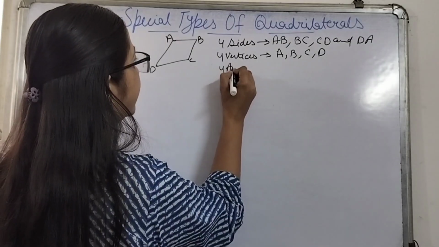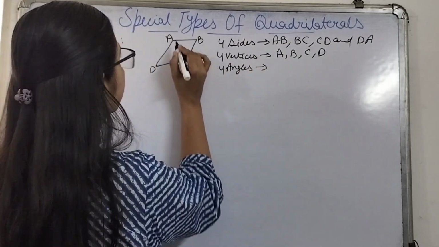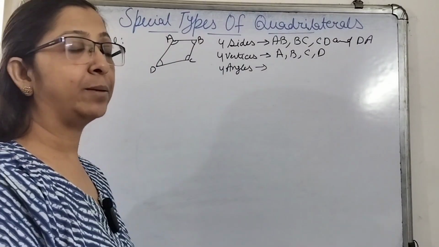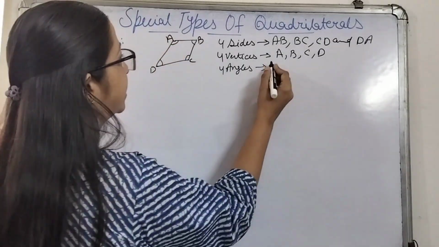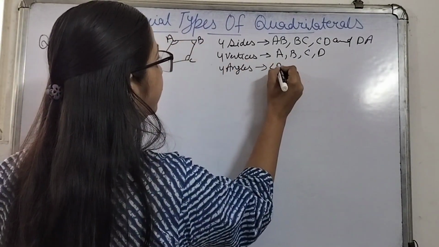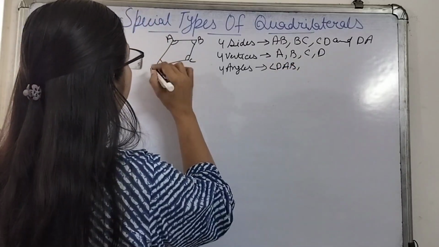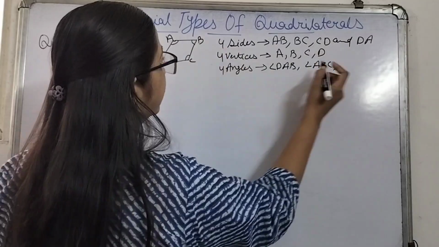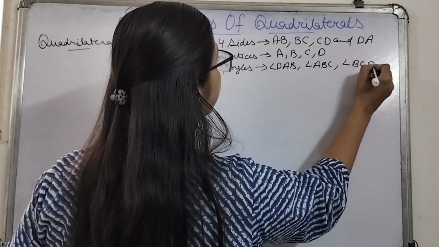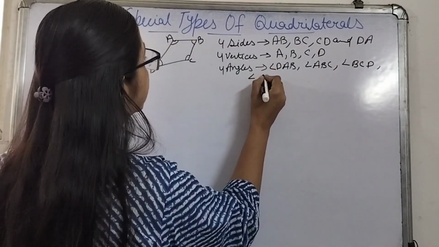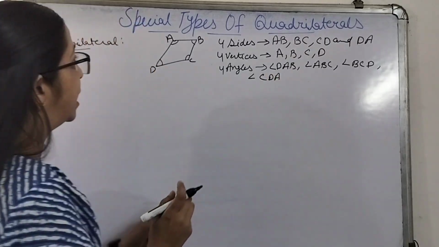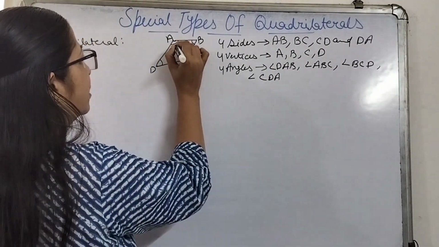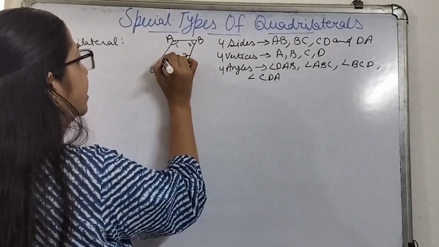There are four angles as well. Which four angles are there? This is one of the angles. All these are the angles of the quadrilateral ABCD. So this angle could be written as angle DAB, angle ABC, angle BCD and angle CDA. These are the four angles of the quadrilateral ABCD. We can name them as angle 1, 2, 3, 4 for convenience in writing.